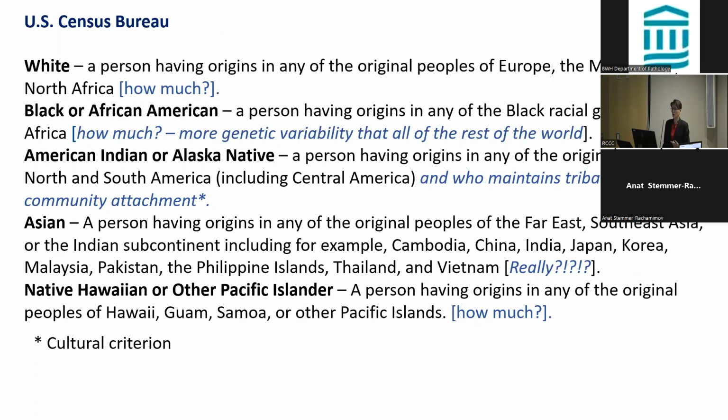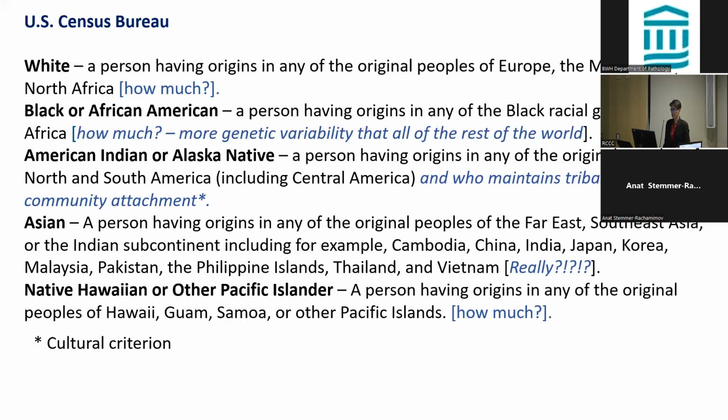Particularly if you consider that Black or African American is a person having origins in any of the Black racial groups of Africa. Again, how much? What do you do if you have parents who come from different socially defined races? Furthermore, we have to keep in mind that Africa has more genetic variability than all the rest of the world. So what is this telling us about Black or African Americans? If we look at the American Indian category here, it's not only having an origin in the original peoples of North, South, and Central America, but you also have to maintain tribal affiliation or community attachment. So this means your research participant who is American Indian who decides to leave the tribe for whatever reason now is no longer American Indian.